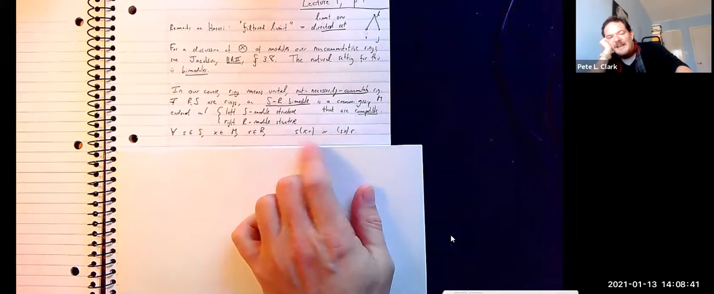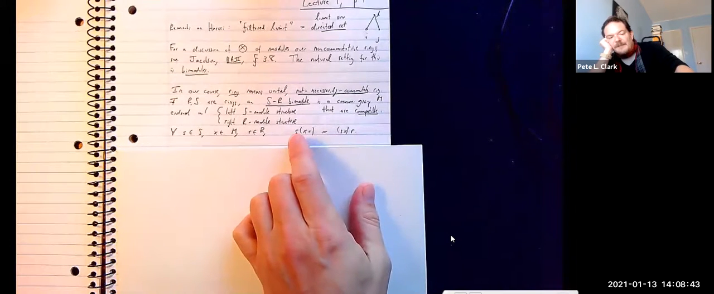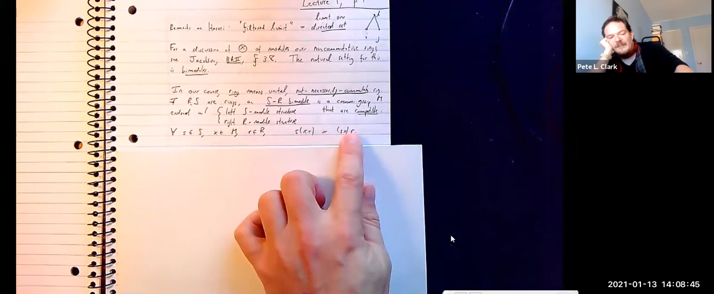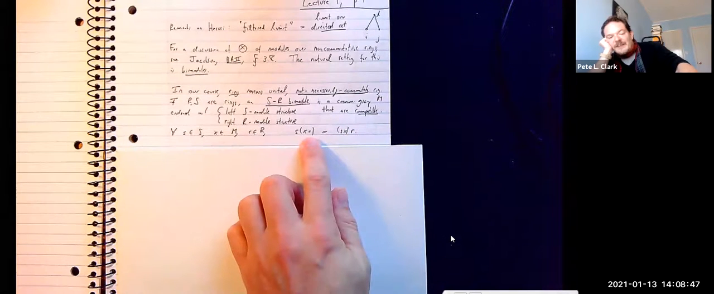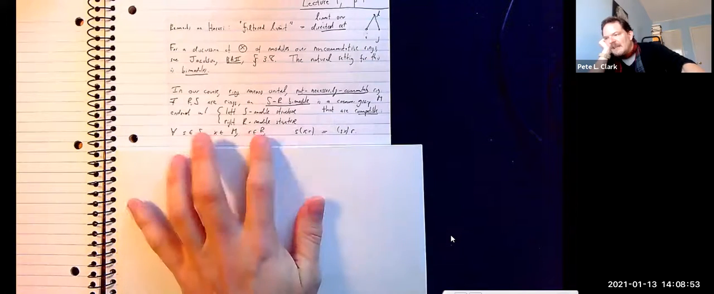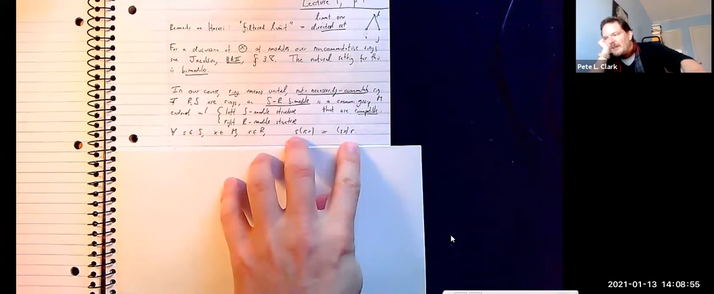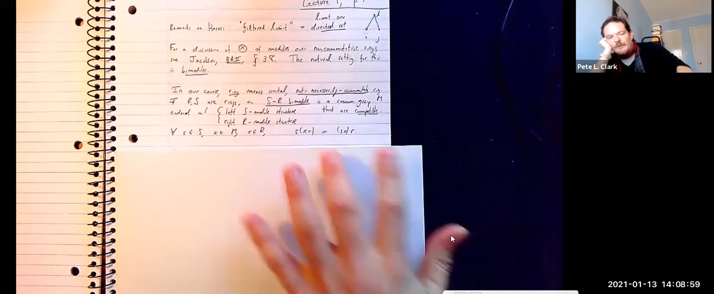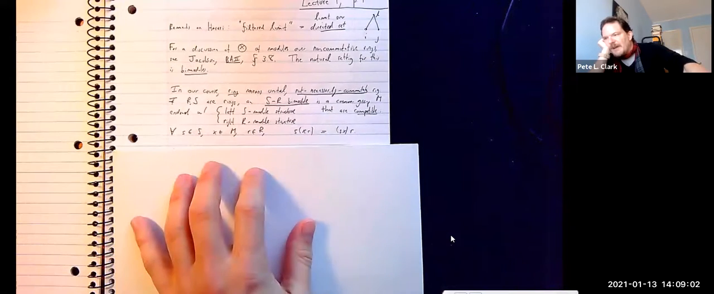It says if you act on the left by s first and then act on the right by r, that's the same as if you act on the right by r and on the left by s. Okay, so you see that if the rings were commutative, this would be more automatic. Okay, but so that's what a bimodule is.